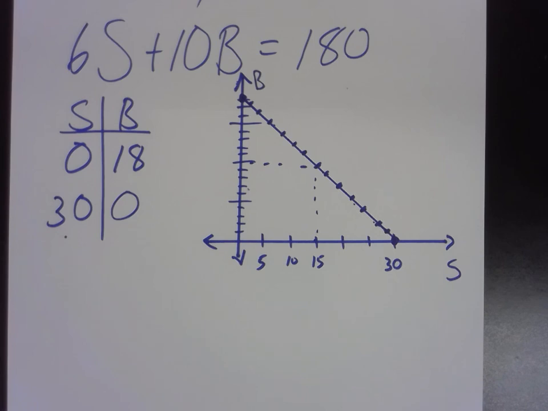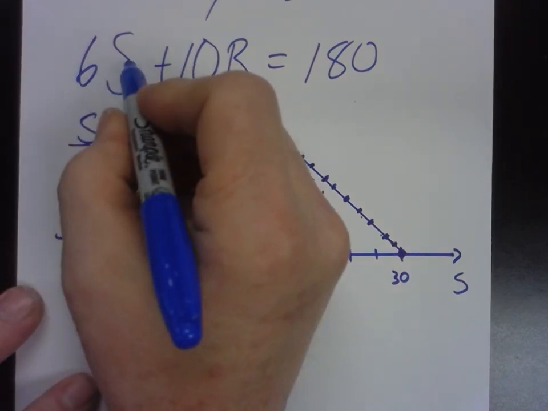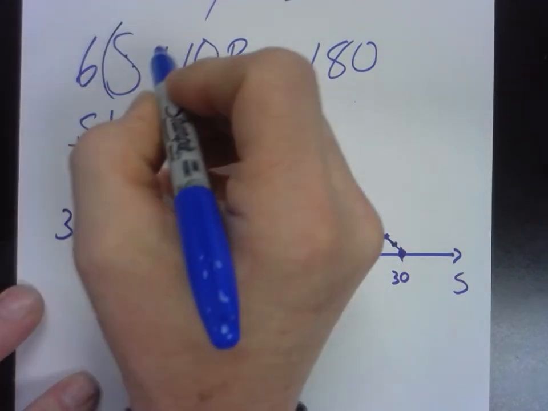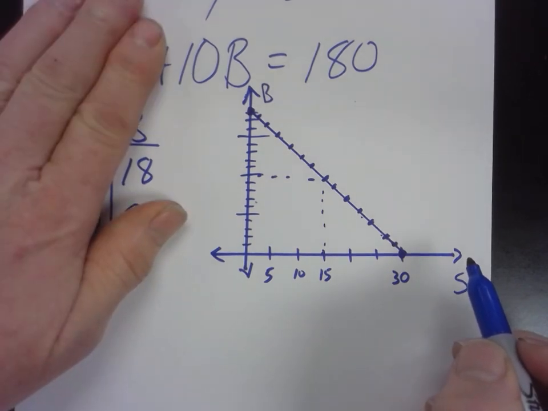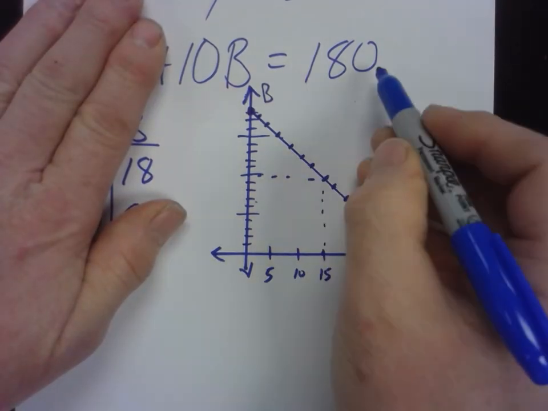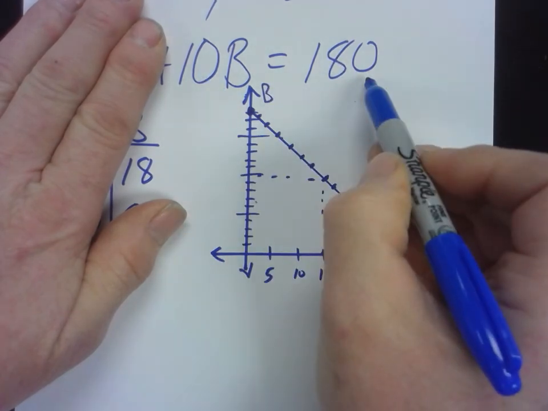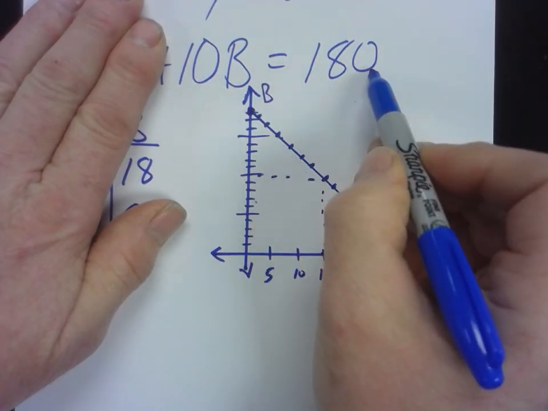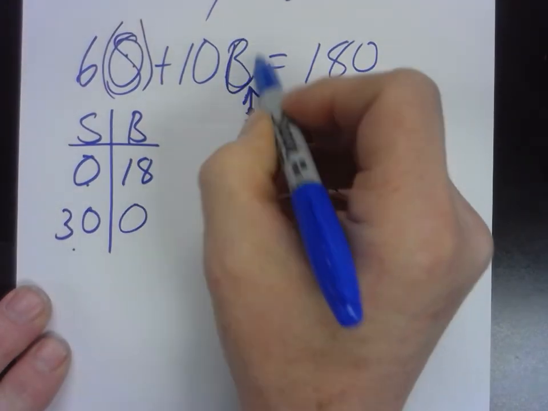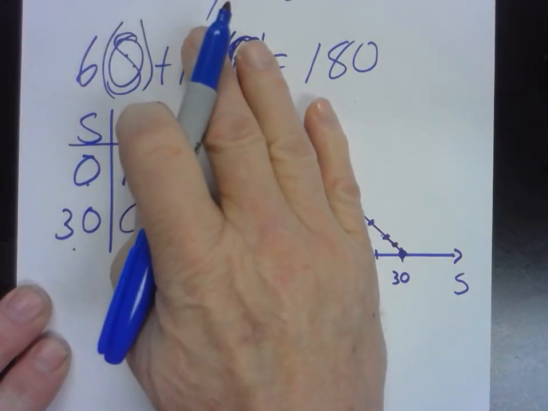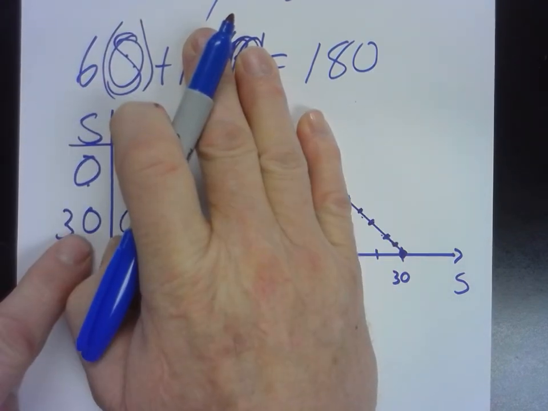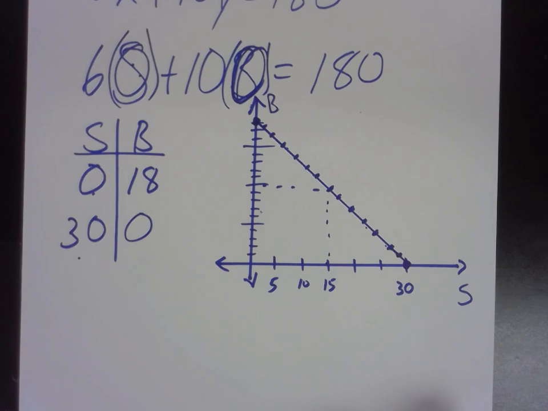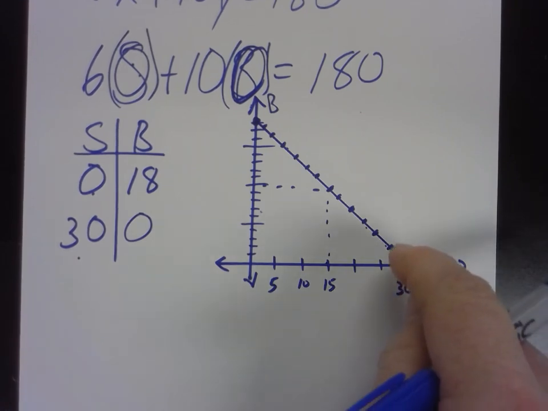How do you get 18 and 30? Okay, I put a 0 right here, so instead of S, I put a 0. 6 times 0 is 0, so 10b equals 180. Then I divided both sides by 10, and b equals 18. Then I put a 0 right here. 10 times 0 is 0, so 6s equals 180. I divided both sides by 6, and that's where I got the 30. So I plugged in the zeros and figured out what comes out, and then I have my 2 intercepts.